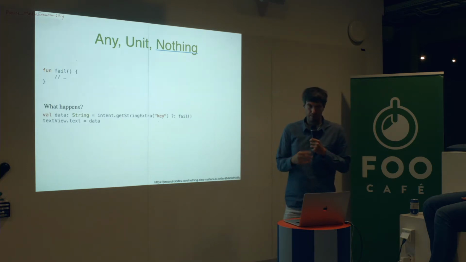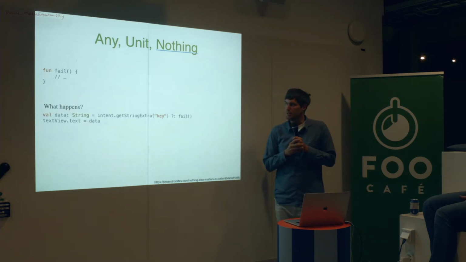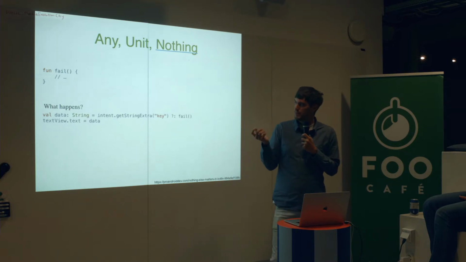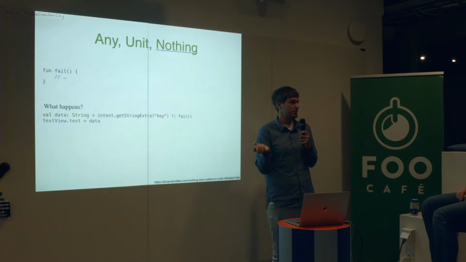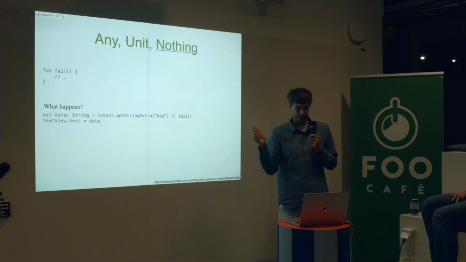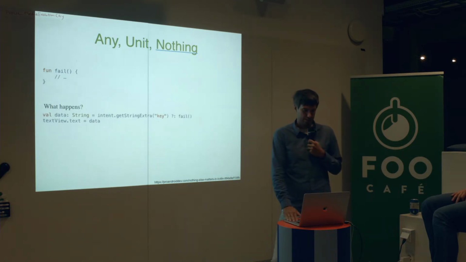So if you want to be explicit to say that this function should never return anything, you can explicitly declare the function to return a Nothing type.